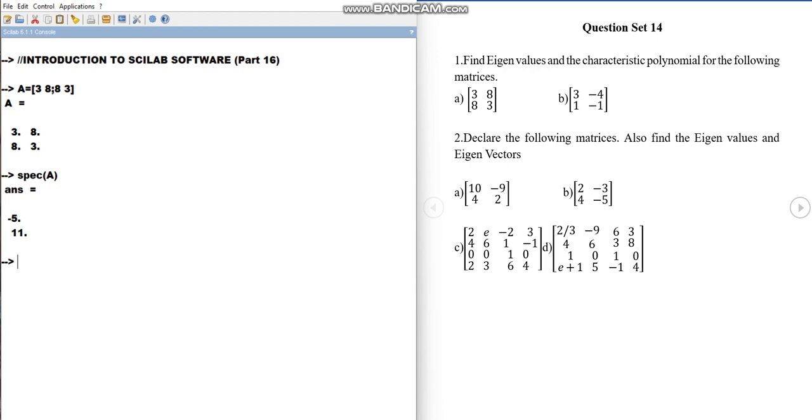Now there is no particular command for finding the characteristic polynomial, but as we know that the eigenvalues are roots to the polynomial, which we are going to call the characteristic polynomial. And we know that if the roots are known, we can declare the polynomial by using the command poly, and in the bracket let us write the roots. The roots are -5, 11, which are the eigenvalues, and therefore whatever polynomial is generated will be the characteristic polynomial for the given matrix A. So P is equal to poly([-5, 11], "x"), where -5 and 11 are the eigenvalues and x is the variable. So this is the polynomial, which is the characteristic polynomial.